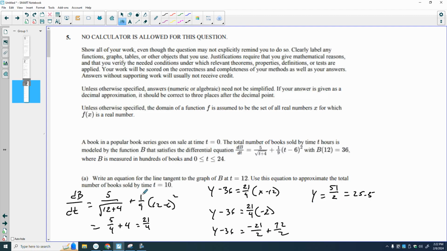25.5 what? Books sold, and they are in hundreds of books. So this is 25.500 books. 2,500 is 2,500. So y equals 2,550 books sold at t equal 10 hours. Okay, letter B.